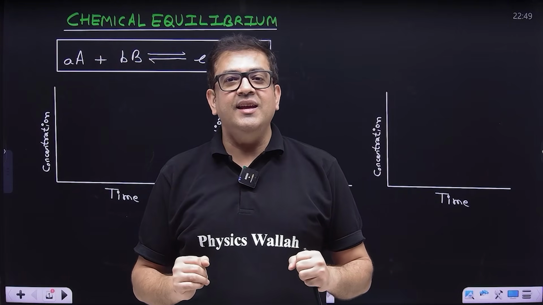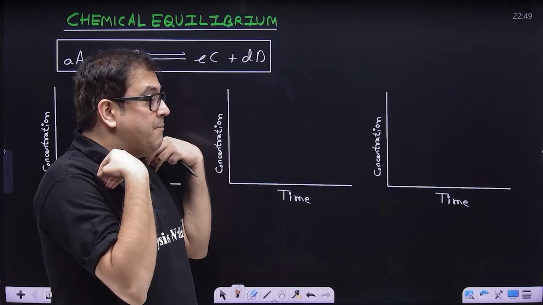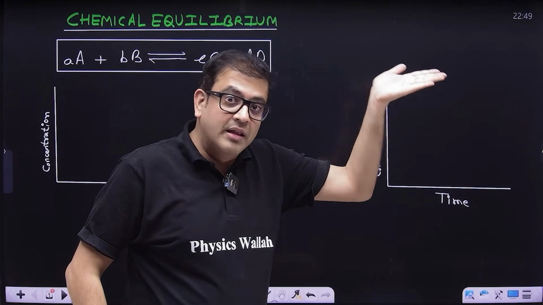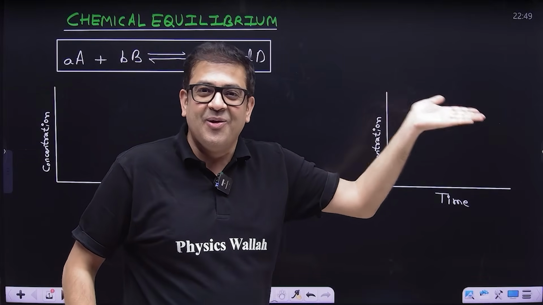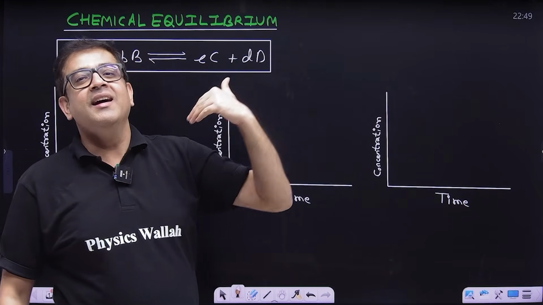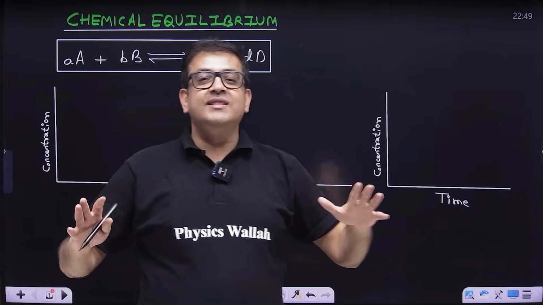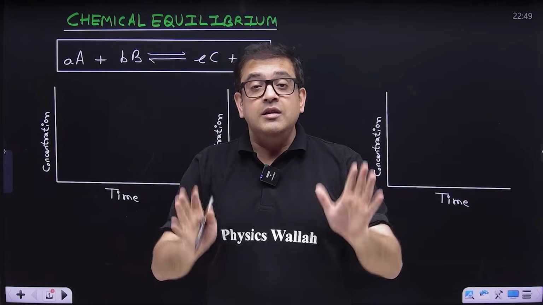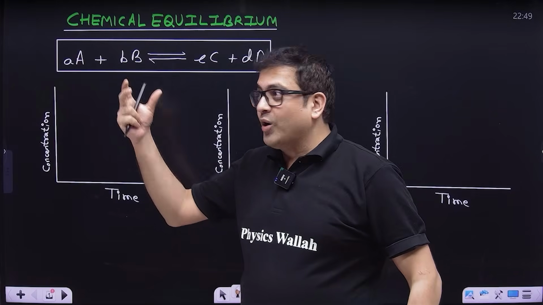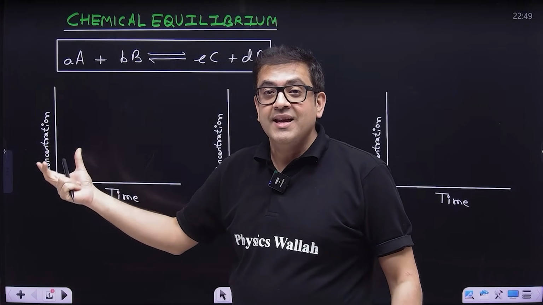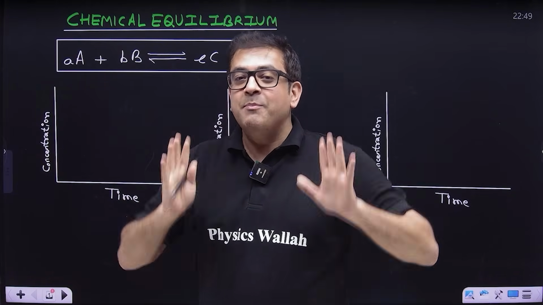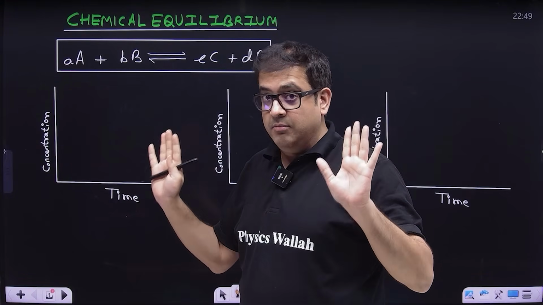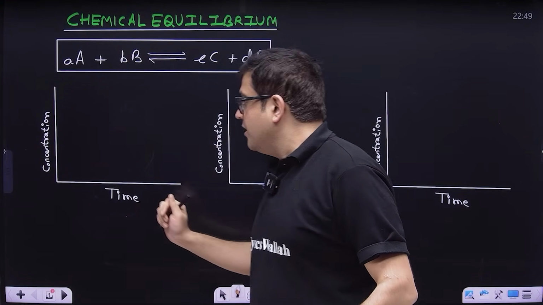So if some bonds are broken and those are formed, they are not God. At some situation, they can also get broken and come back. So this is the basic condition. The question always tells you what the reactants are, because initially you will start with somebody. So what is an equilibrium? Let us now understand that.